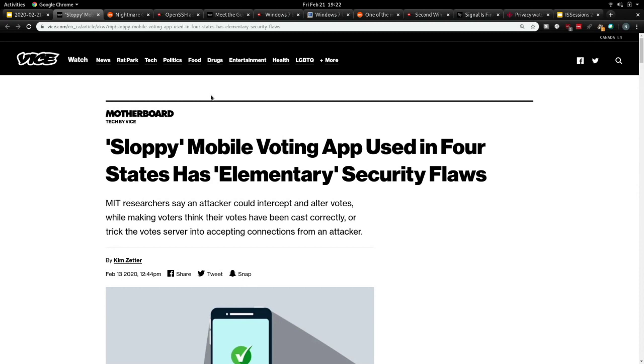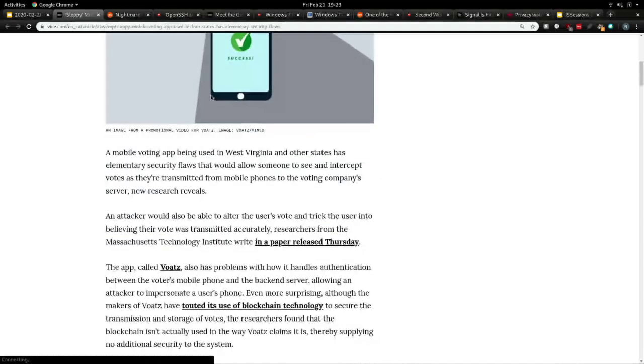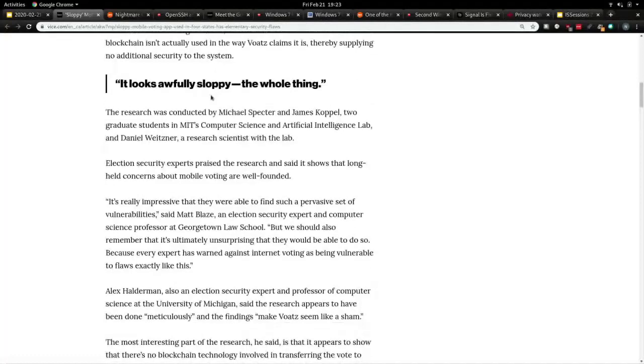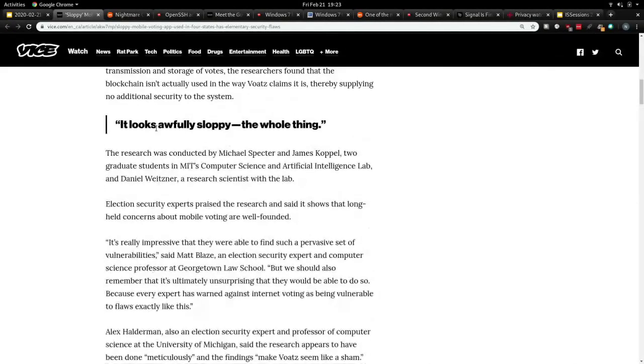Yes, so, sloppy mobile voting app. Two MIT grad students released a report reverse engineering the Voatz app, which has been used in West Virginia as a pilot program for military and overseas voters, and also in places such as Denver, parts of Oregon, Utah, and Washington.